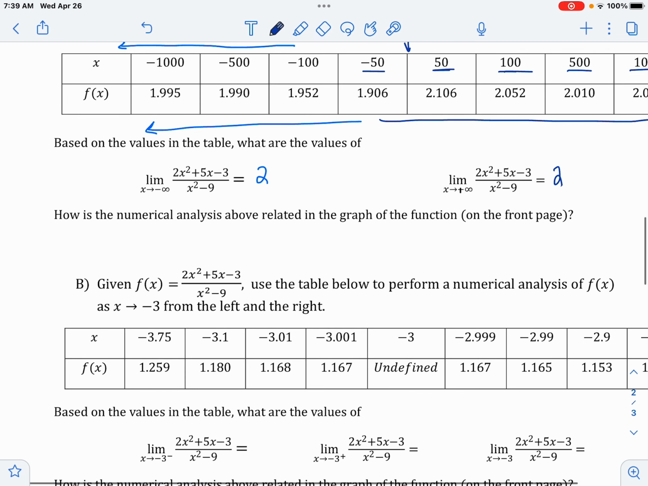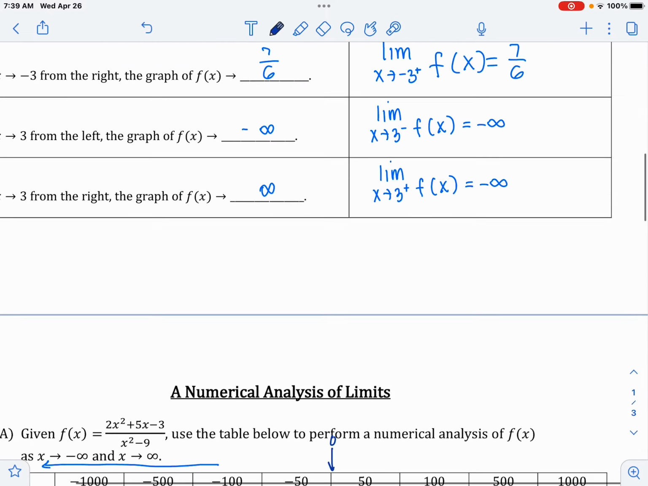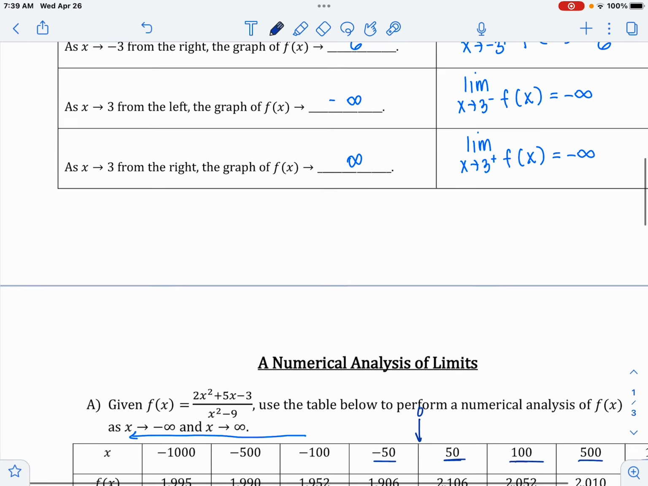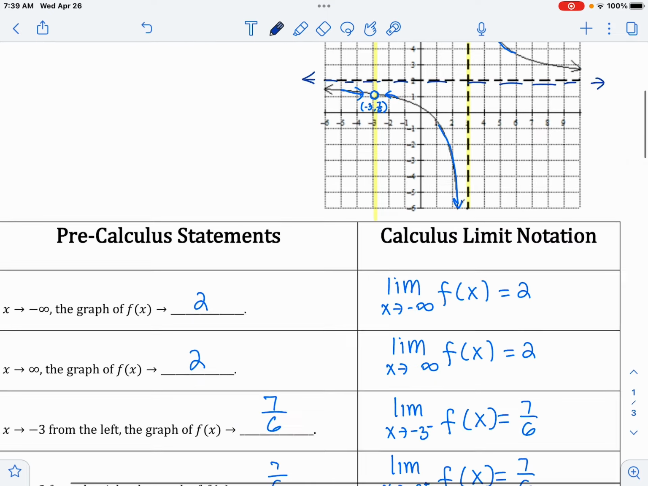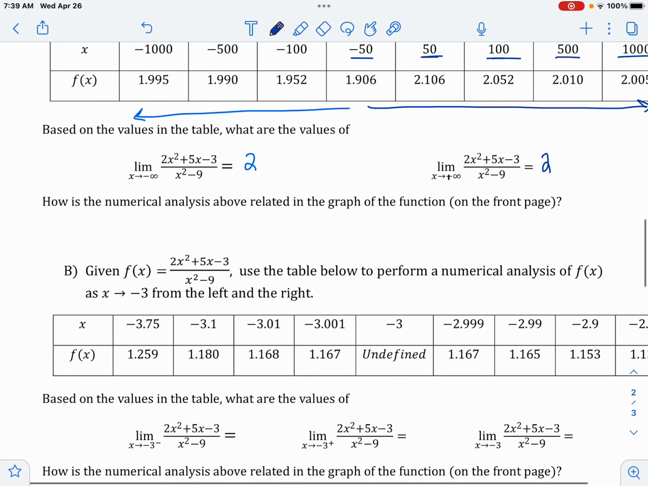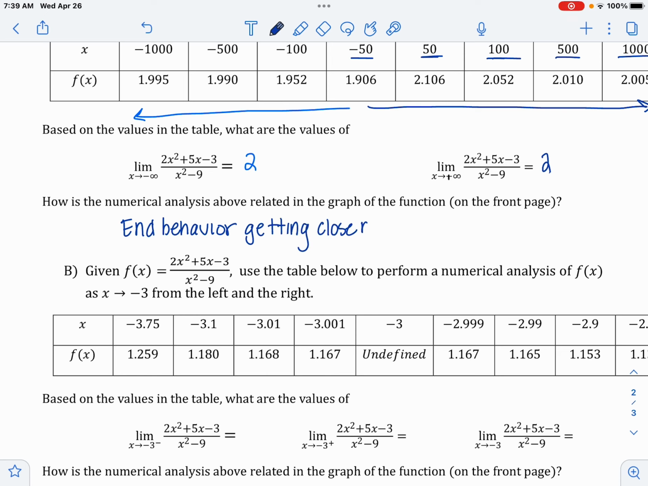So if you look, we got the same answer. And if you look at what's happening at the graph there, there is a horizontal asymptote. So the end behavior is following the horizontal asymptote. So we'll say end behavior is getting closer to the horizontal asymptote.